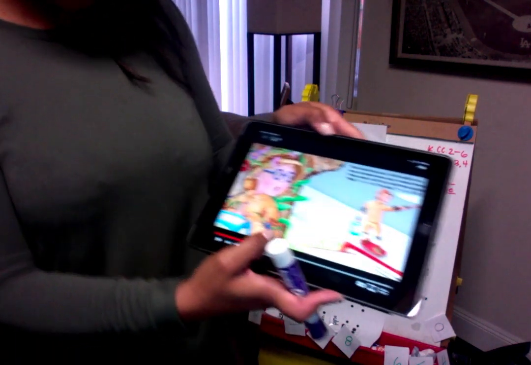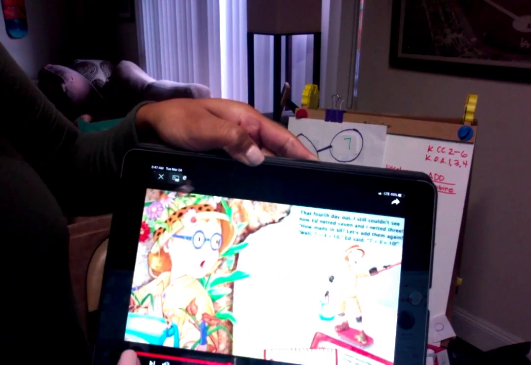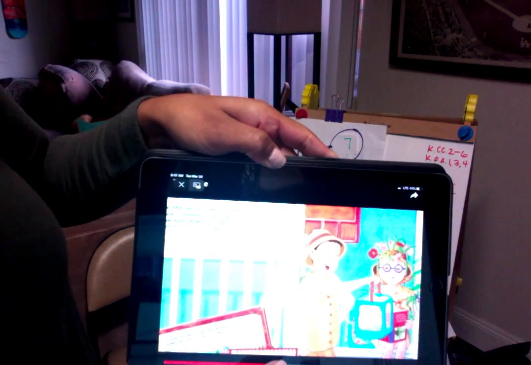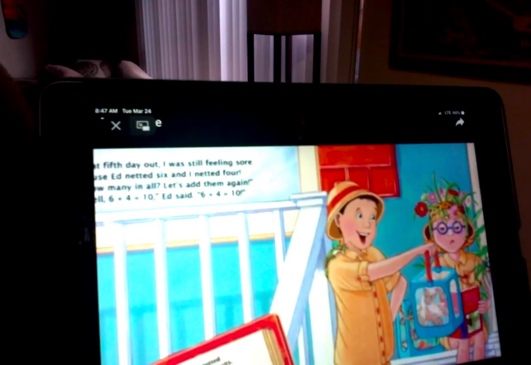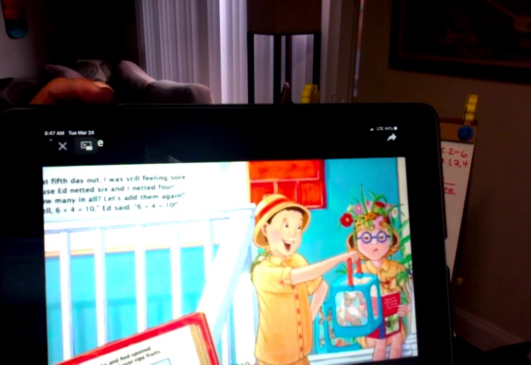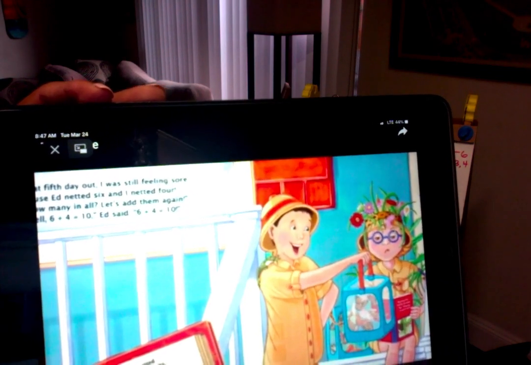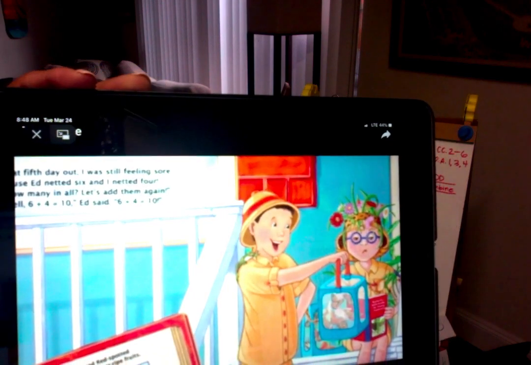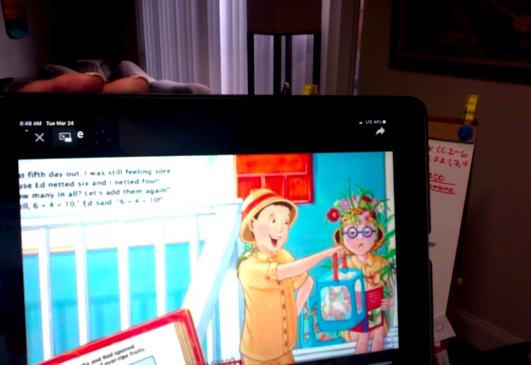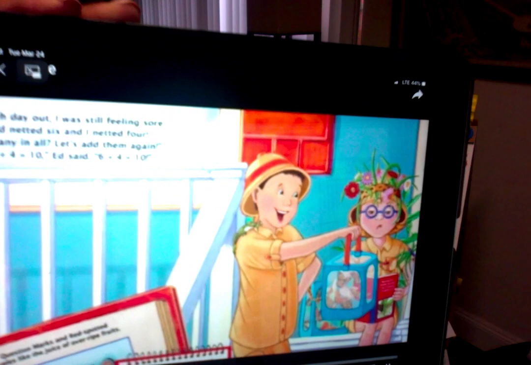Good. Okay. The fifth day out, I still was feeling sore. Ed netted 6 and I netted 4. How many in all will 6 plus 4 make 10, said Ed. 6 plus 4 equal 10.